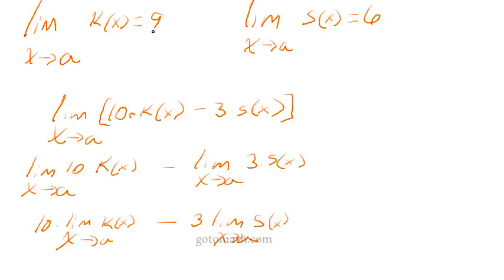Well, we know the limit of k of x as x approaches a is equal to 9. So we could just replace all of this right here with a 9. So that'd be 10 times 9 minus 3 times, and of course the limit of s of x as x approaches a is equal to 6. So we can replace all that with a 6 and then do the arithmetic from there. We've got 90 minus 18.